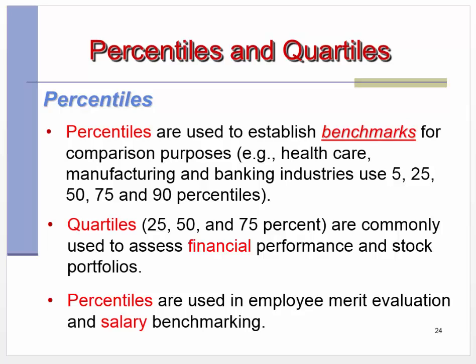They are used to establish benchmarks for comparison purposes. For example, in healthcare, manufacturing, and banking industries, the 5th, 25th, 50th, 70th, and 90th percentiles are used. Quartiles, like 25, 50, and 70%, are commonly used to assess financial performance and stock portfolios. Percentiles are used in employee merit evaluation and salary benchmarking. Maybe your future boss will give you a 3% increase in salary.